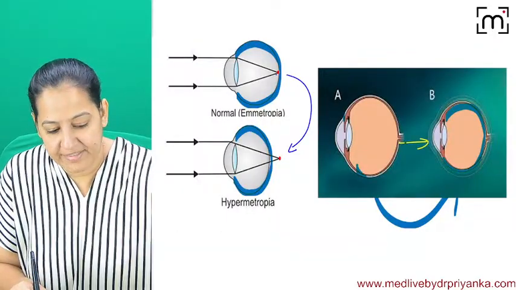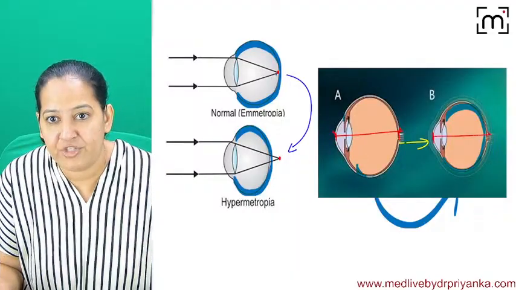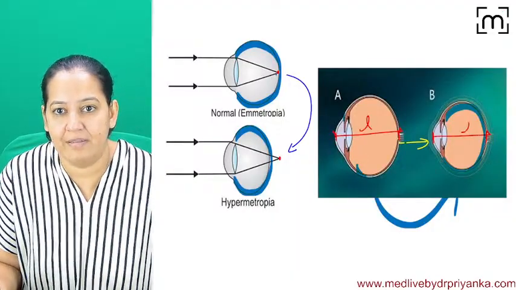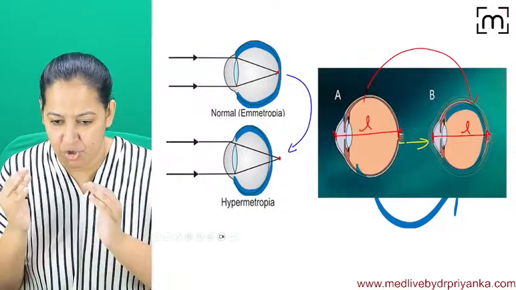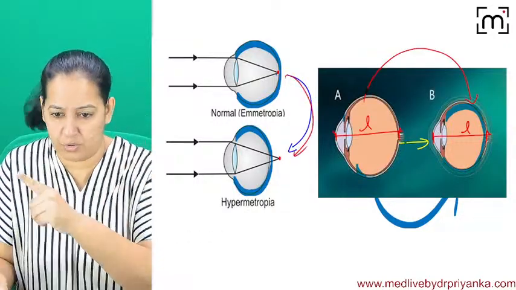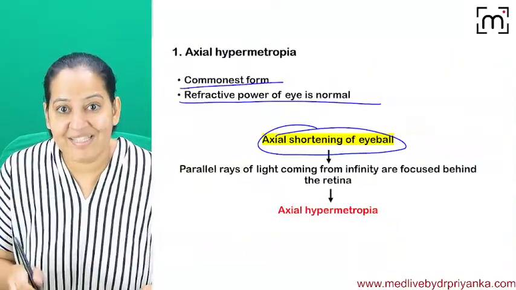Appreciate the length here: AP length, axial length, anterior-posterior length. Appreciate this L, this L. It is known as axial shortening of the eyeball. You will see, ma'am, if axial shortening is happening, this to this or this to this, in both of them the same thing is shown. So axial shortening is happening.